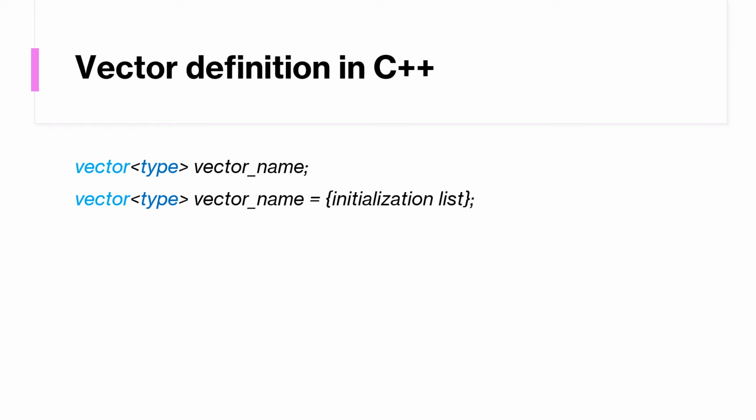So a single variable name can point to a whole list of values. In fact, list is almost a better name for this, and in Java, this is called an array list. A vector in Java, the equivalent of a vector is called an array list. In C Sharp, it's simply called a list.